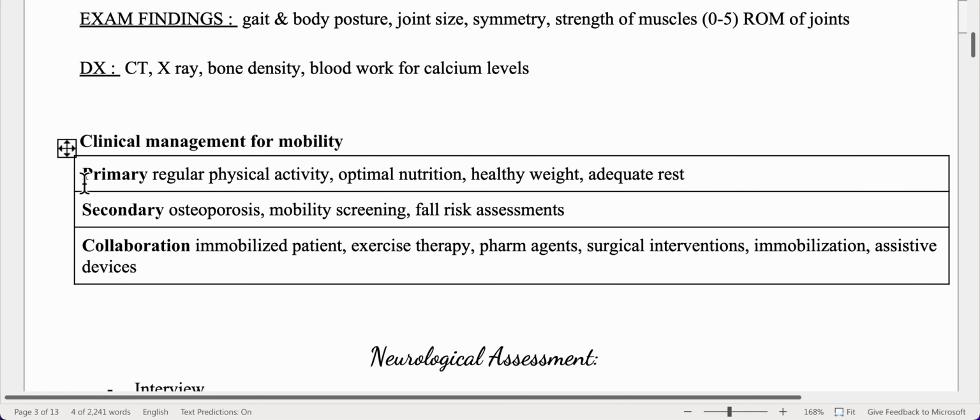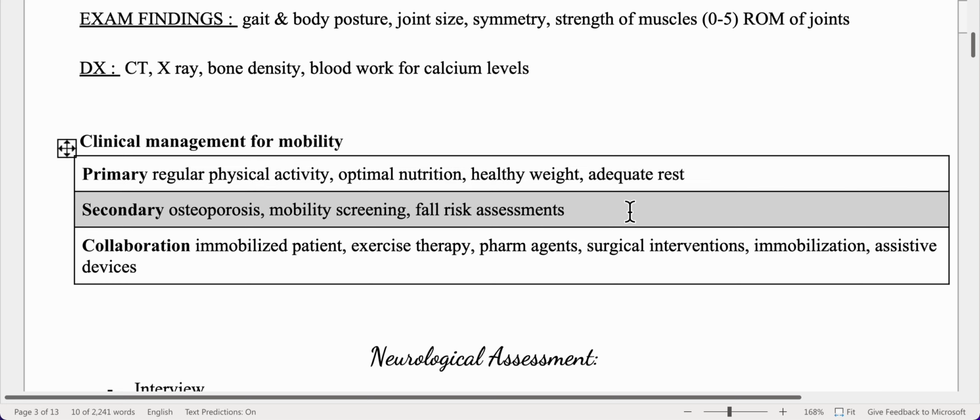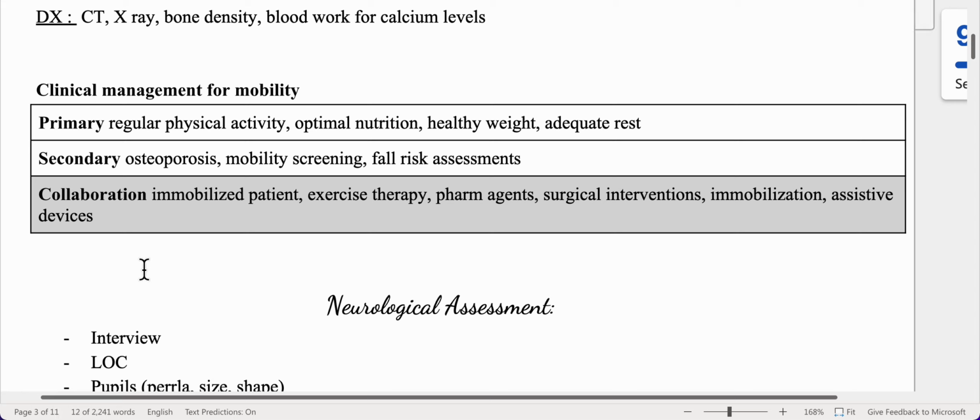Clinical management for mobility. Quadriplegia, or tetraplegia, is paralysis of upper and lower limbs and trunk. Primary prevention: regular physical activity, optimal nutrition, healthy weight, adequate rest. Secondary prevention: osteoporosis and mobility screening, fall risk assessments. Collaboration for the immobilized patient: exercise therapy, PT agents, surgical interventions, immobilization, assistive devices.